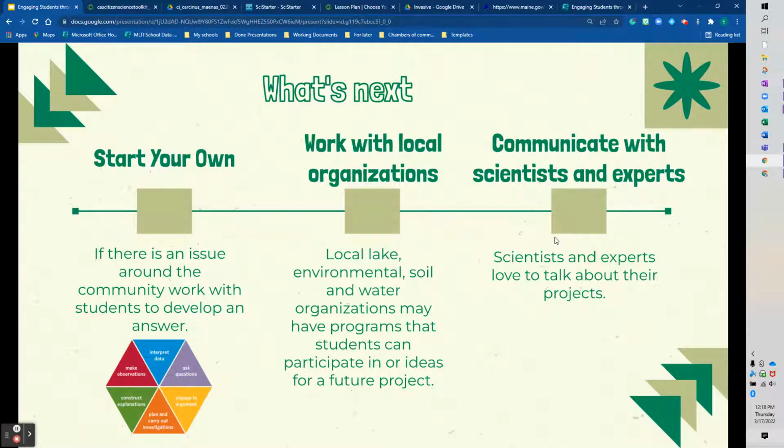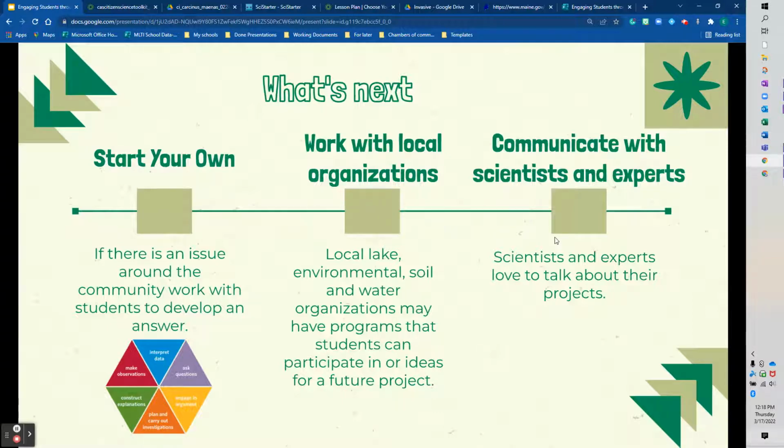Well, there's a couple things you can do next. You can start your own, right? We talked about it earlier. You can start your own citizen science project. Look at your area around you and decide if there's something that requires students to gather data and draw conclusions, right? Ask good questions, things like that. If you don't in your area, then branch out a little bit. Local lake associations are constantly doing water monitoring or loon counts, bird inventories, any of those things. They're always doing stuff like that.